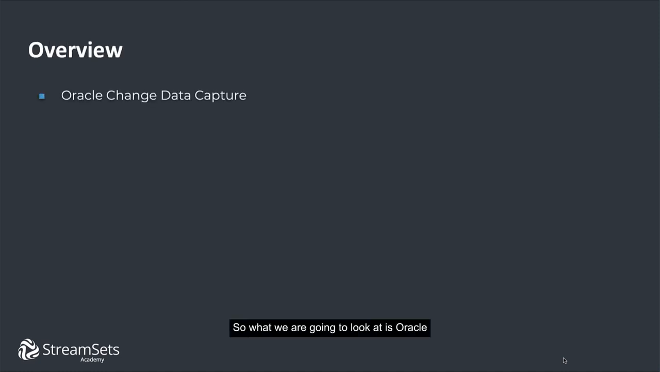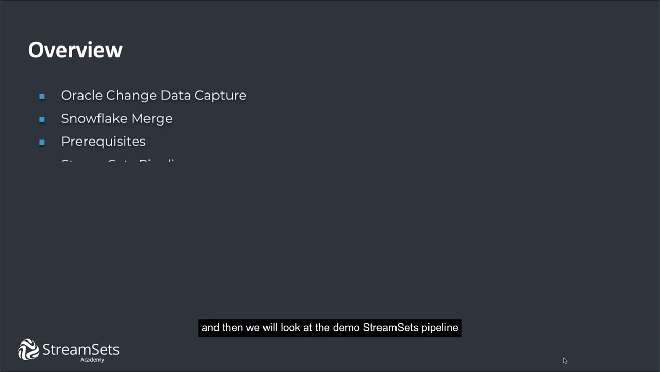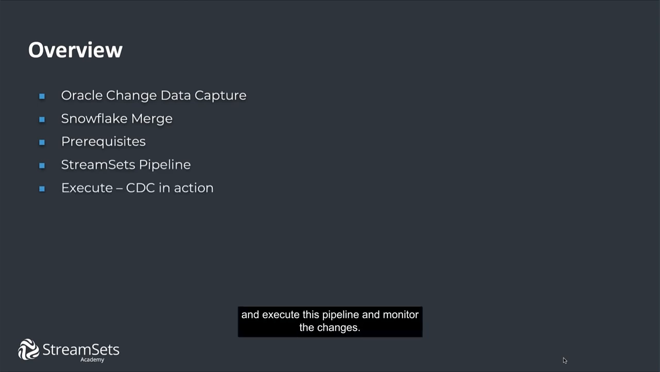So what we are going to look at today is Oracle Change Data Capture, what it is and how we can use it. We will look at Snowflake Merge, where we can use Snowflake as a destination and set it up in such a way that it extracts all these changes from Oracle and writes them into Snowflake. There are some prerequisites we'll have to go through, and then we will look at a demo StreamSets pipeline, and we will execute this pipeline and monitor the changes. We will also execute this pipeline and make some changes on the Oracle side and see the actions which happen behind the scenes and what happens on the Snowflake side.